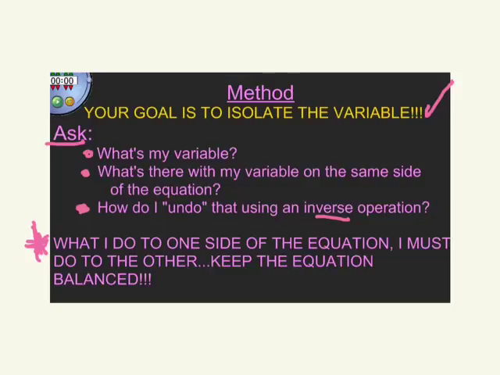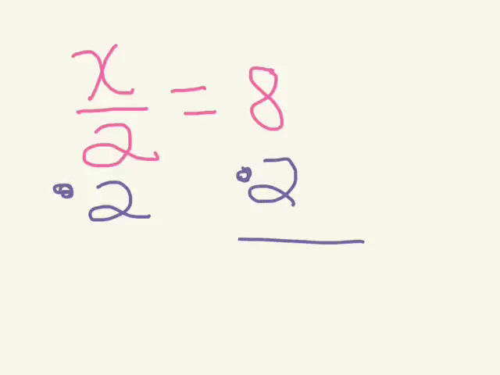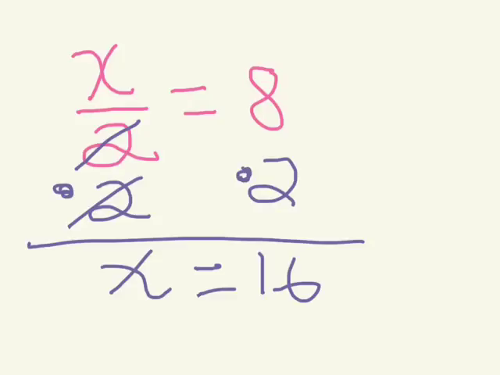So I'm going to just do a quick review with you, in case you've forgotten from watching the video last night. So here I have x is my variable. What's there with it? Dividing by 2. How do I undo dividing by 2? I multiply by 2, but what I do to one side, I must do to the other. So I'm undoing dividing by 2 by multiplying by 2. I'm just left with x. And then on the right side, I get 8 times 2 is 16. So the missing value, x, is 16. I check it. 16 divided by 2 does give me 8. Everything worked out. We're good to go.